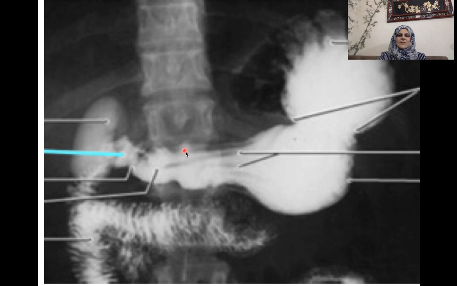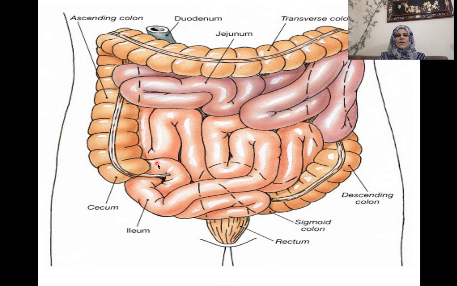This is an X-ray, radiological anatomy, the view of a barium meal. Okay, this is the duodenal cap that I was trying to describe. The duodenal cap is the first part of the duodenum. This is to show you the difference. So we can differentiate and say that the upper left part is the duodenum.